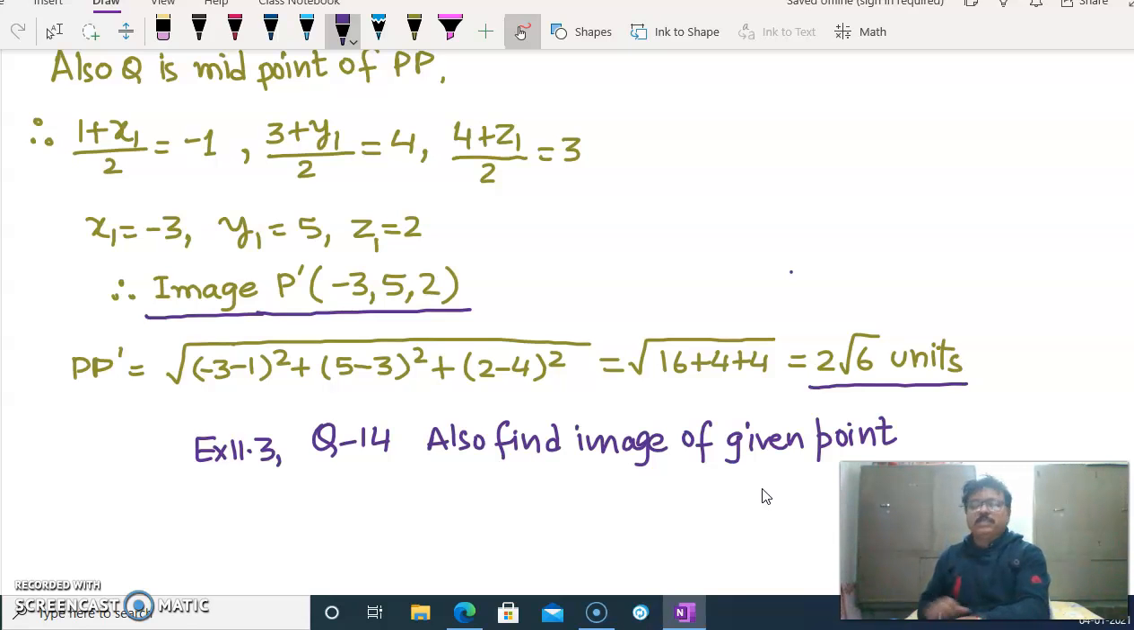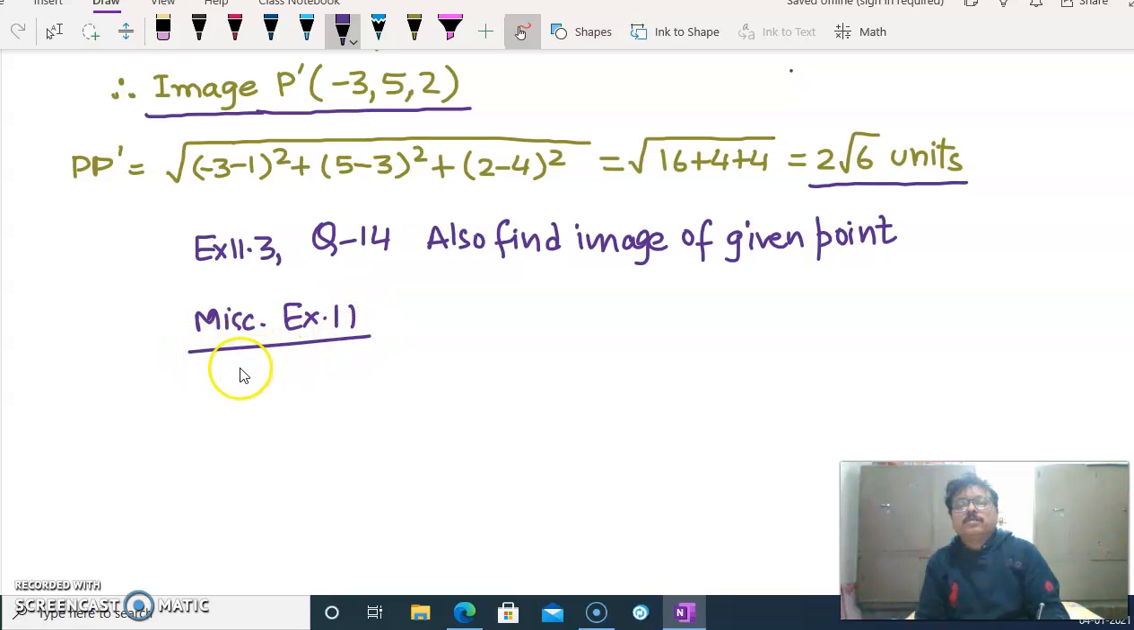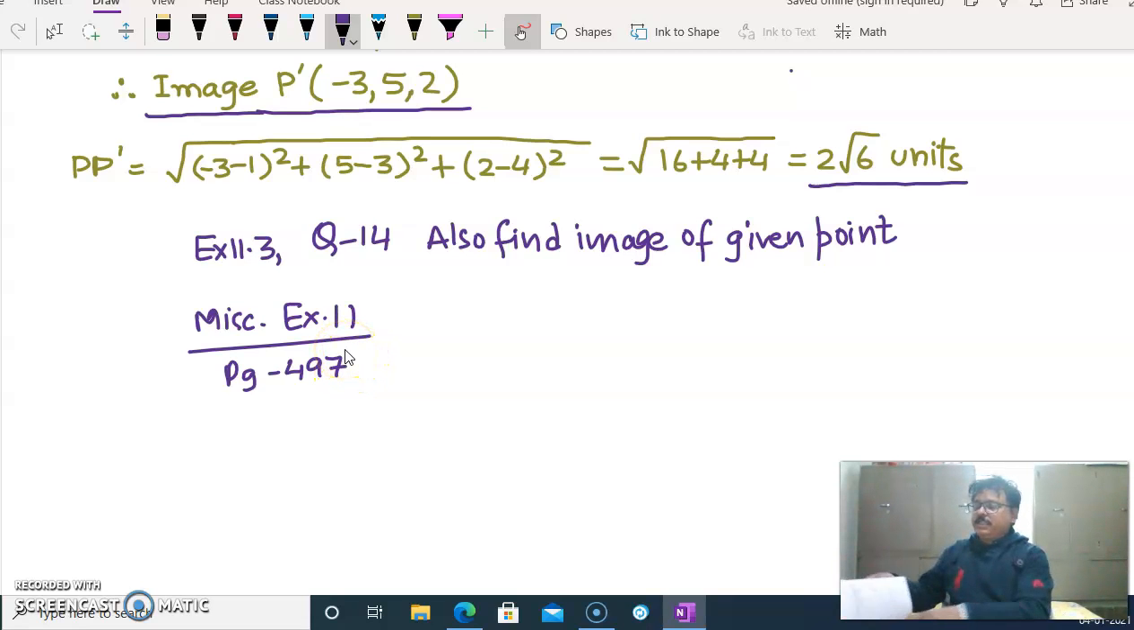So students, please do the miscellaneous exercise also. Miscellaneous exercise 11. You have to do this also, which is on page 497, starting from 497. If at all you have any problems, you can ask those queries. I will be happily solving those queries.